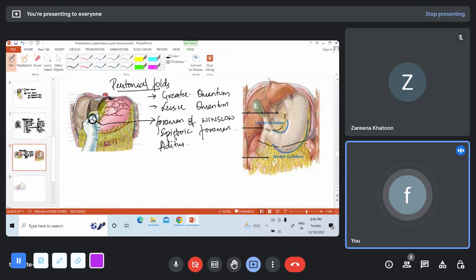This is the greater omentum, which extends from the greater curvature of the stomach. This is the greater curvature of the stomach, and this is the lesser curvature of the stomach. So the omentum that extends from the greater curvature of the stomach is the greater omentum. You can see this is an apron-like structure hanging down from the greater curvature of the stomach, covering the intestines and so on. All right.